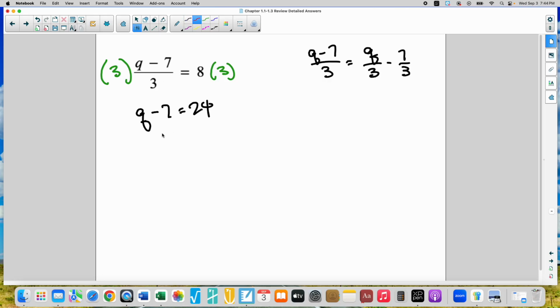And now this is a one-step. Let's add 7. Q equals 31. And that's another good one.